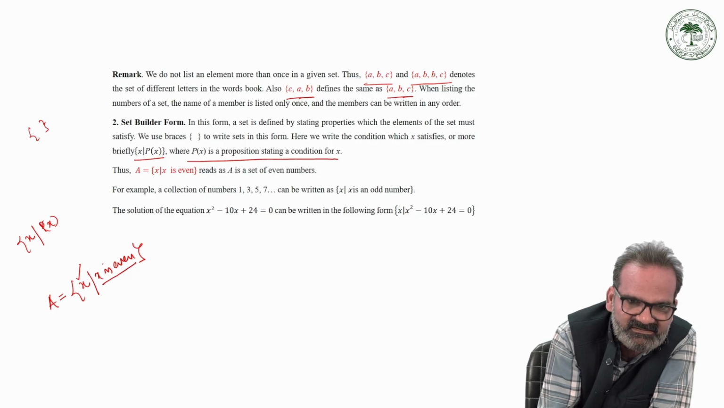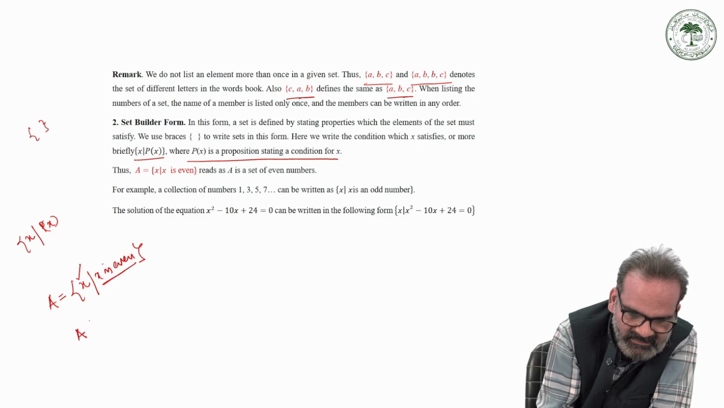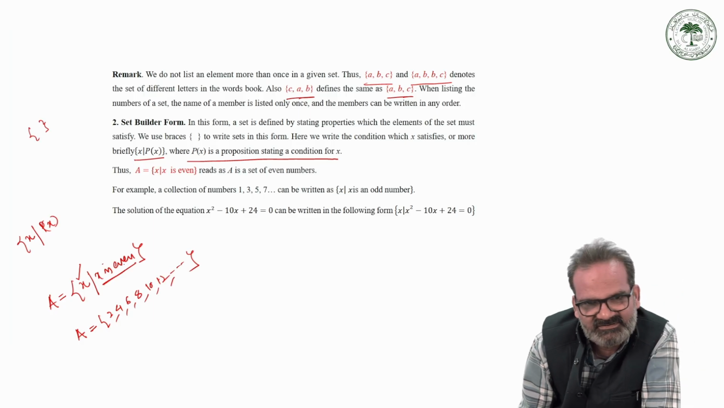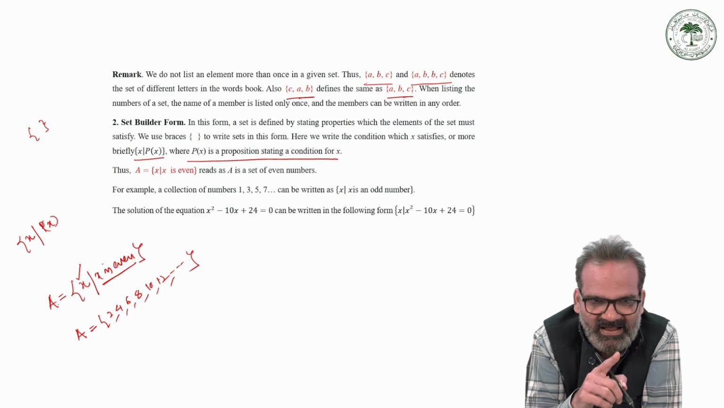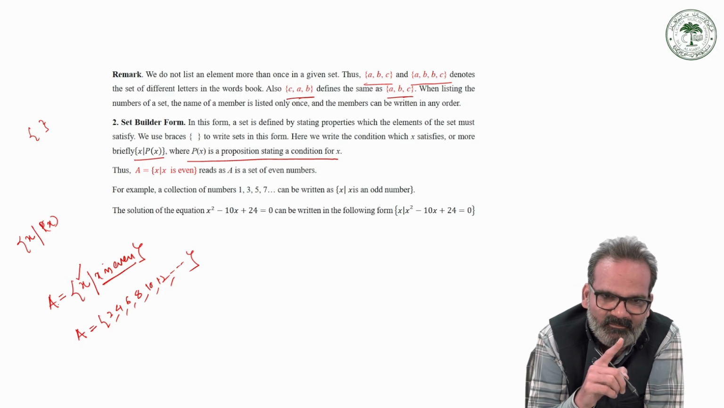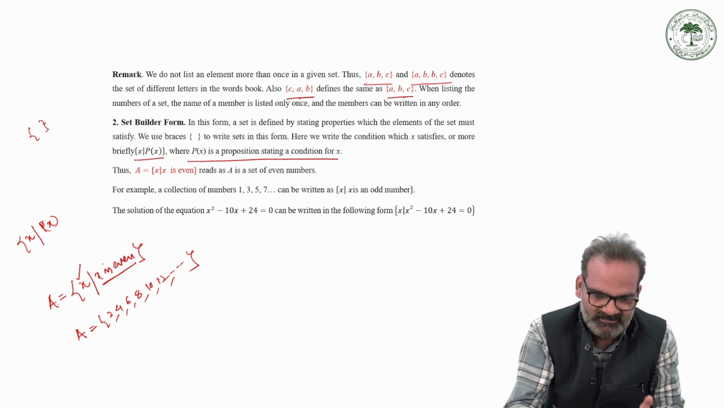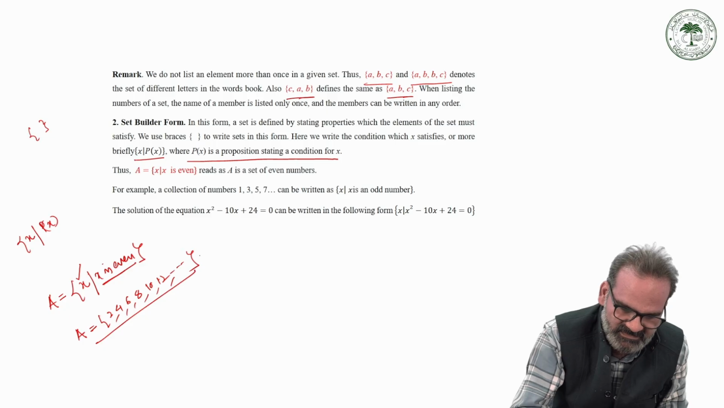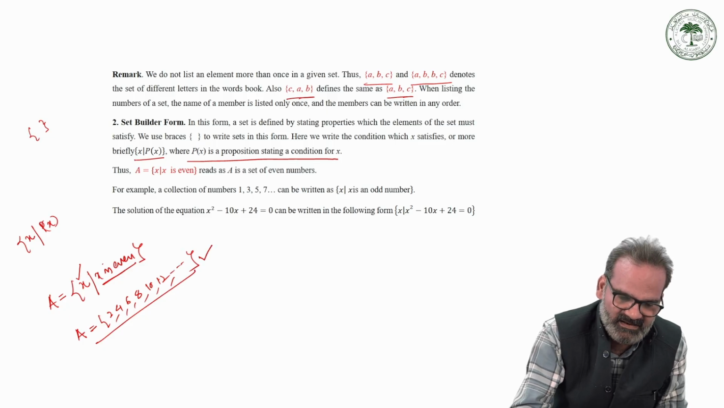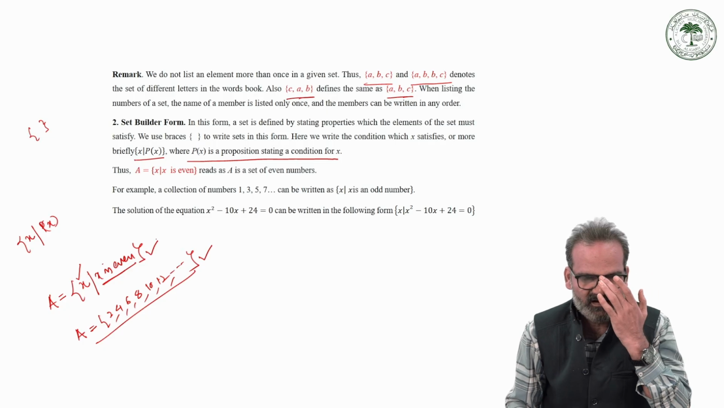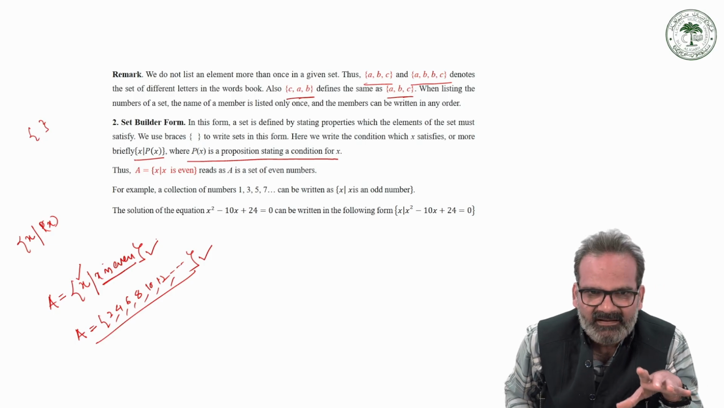All the even numbers. So we can write in the first form, this as {2, 4, 6, 8, 10, 12, ...}. See, both are the same sets. A = {x | x is an even number} means A is the collection of all even numbers. So this can be written this way also. So this is case 1, the first method, and this is case 2, the second method, of how a set can be represented.